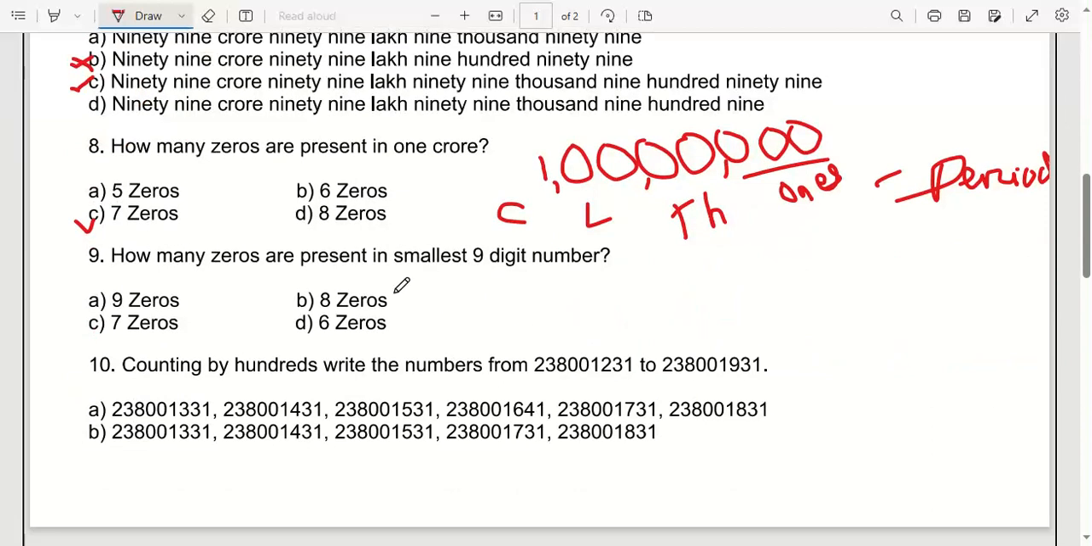Next, how many zeros are present in the smallest 9 digit number? The smallest 9 digit number means 8 zeros. The correct option is option number B, 8 zeros.